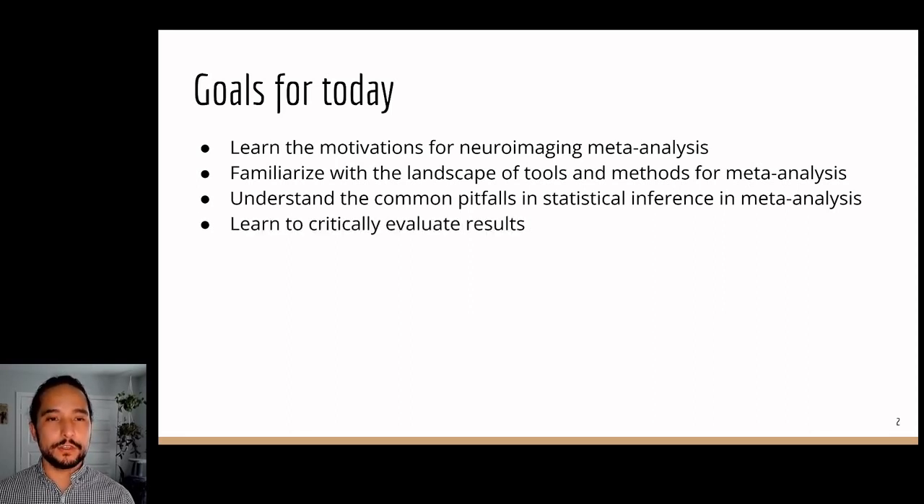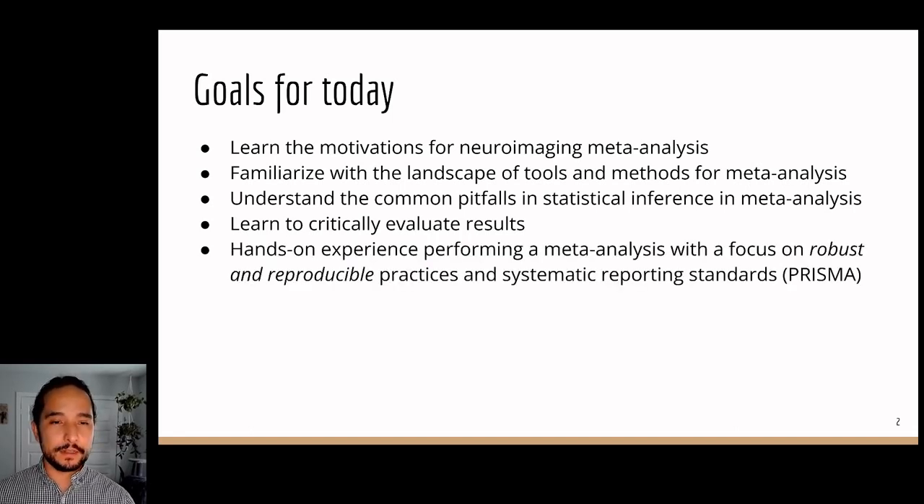So how to critically evaluate the results of a meta-analysis and the assumptions going into a meta-analysis. And finally, and this is very important, we want you to get some hands-on experience actually performing a meta-analysis. And we have a focus on robust and reproducible practices and systematic reporting standards.